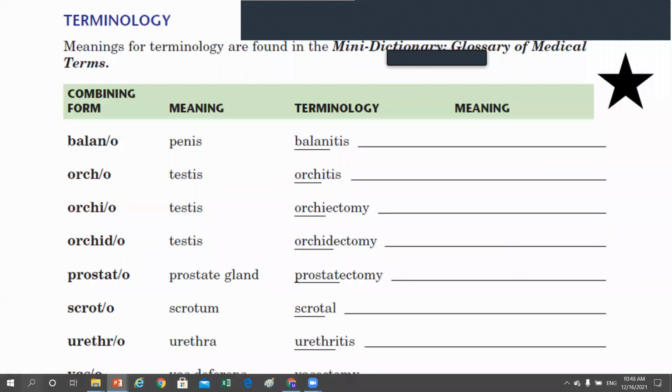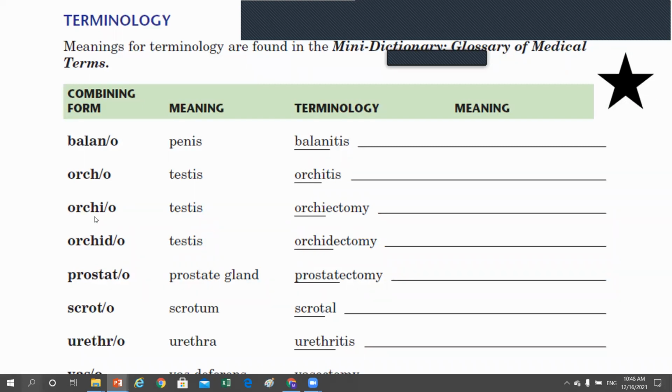First, a set of terms which are combining forms. Balano, this is concerned with the penile organ. For example, you are familiar with balanitis, the swelling of the penile region. Any swelling that occurs in this region will be labeled as balanitis. Then for testes, we will be using the term orchi. So this is orchitis, for example. The meaning is swelling, inflammation of the testes.